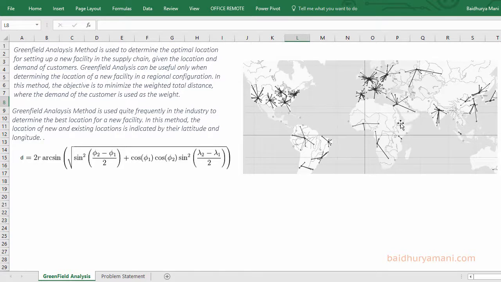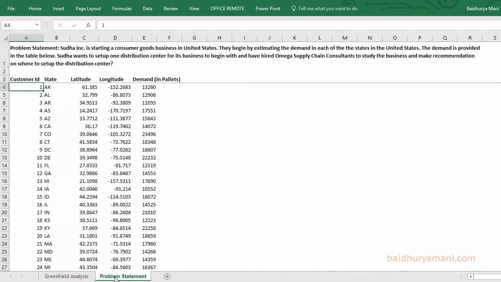If you look at the right hand side, this map has been prepared after performing a Greenfield analysis exercise. The central marker determines the optimal facility location determined by Greenfield analysis, and the smaller markers around it represent the customers to be served by that facility. So let's try and understand Greenfield analysis method better with the help of a problem. So let's go to the problem statement sheet.